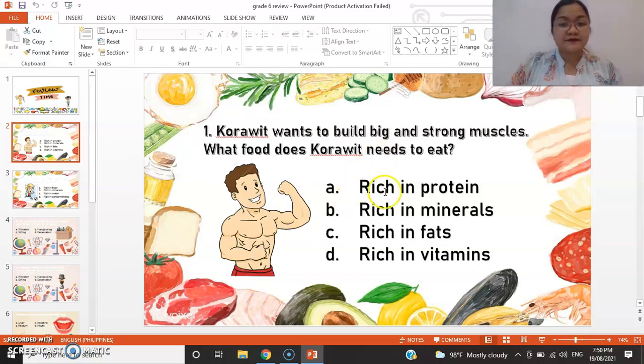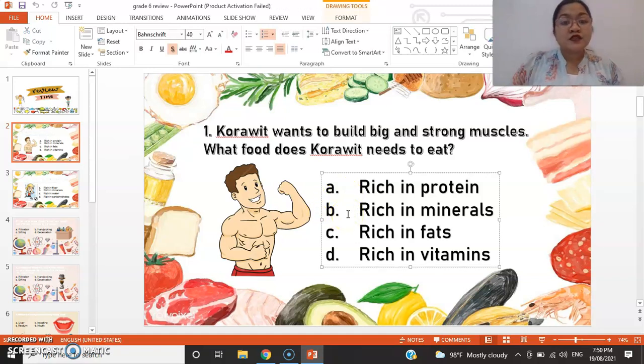Letter A, rich in protein. Letter B, rich in minerals. Letter C, rich in fats. Or letter D, rich in vitamins. So if you're going to answer on your own, what do you think Korawit needs to grow or build big and strong muscles? What is your answer?